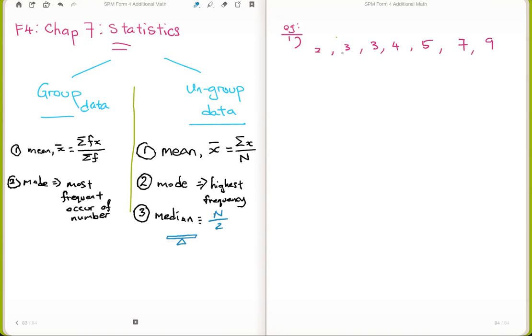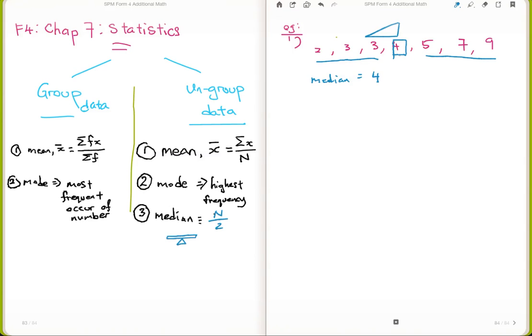Okay. Now, over the right hand side here is ungroup data. It's in ascending order from smallest to biggest. So the middle will be number 1, 2, 3, 4, 5, 6, 7. The middle of it is the fourth one. So here would be the middle. So the median will be 4. So that here we have 3. Here's another 3. Balance at the fourth number.